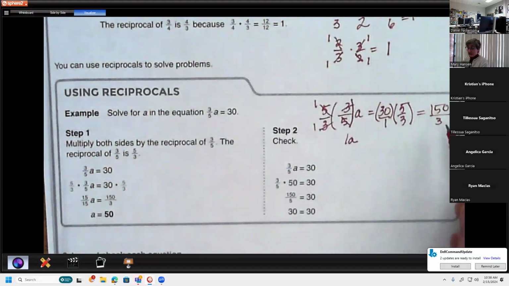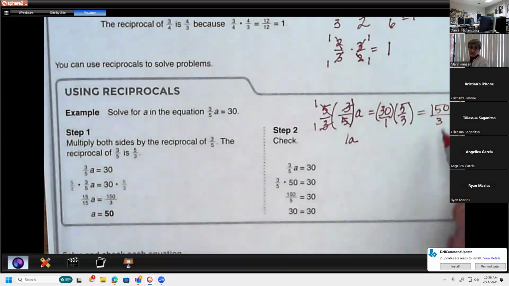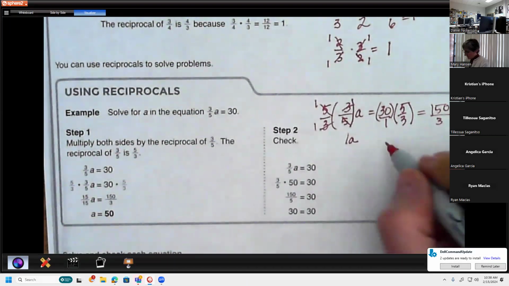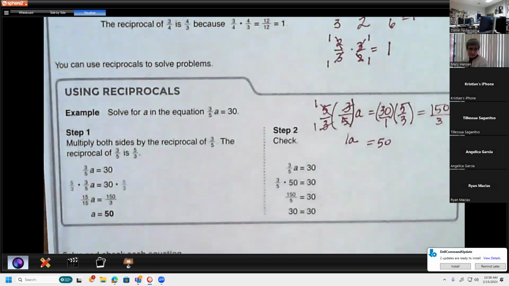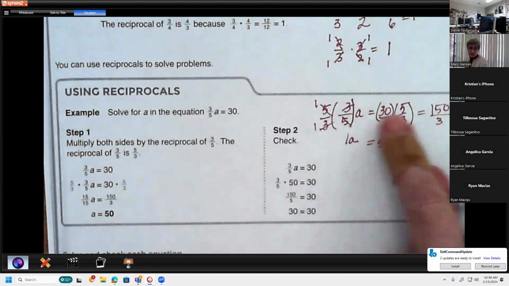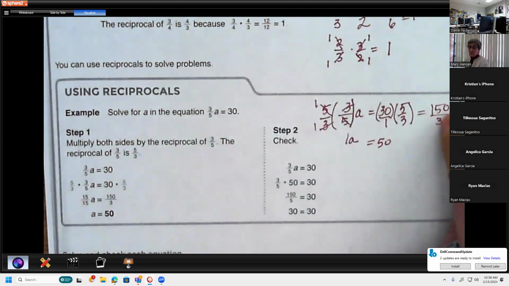You'll never see that as the final answer because 3 divides into 150. 150 divided by 3 is 50. Okay, so that's one way. Multiply across all fractions. If you're multiplying, you multiply across the top, multiply across the bottom, then you've got to reduce or divide that out.